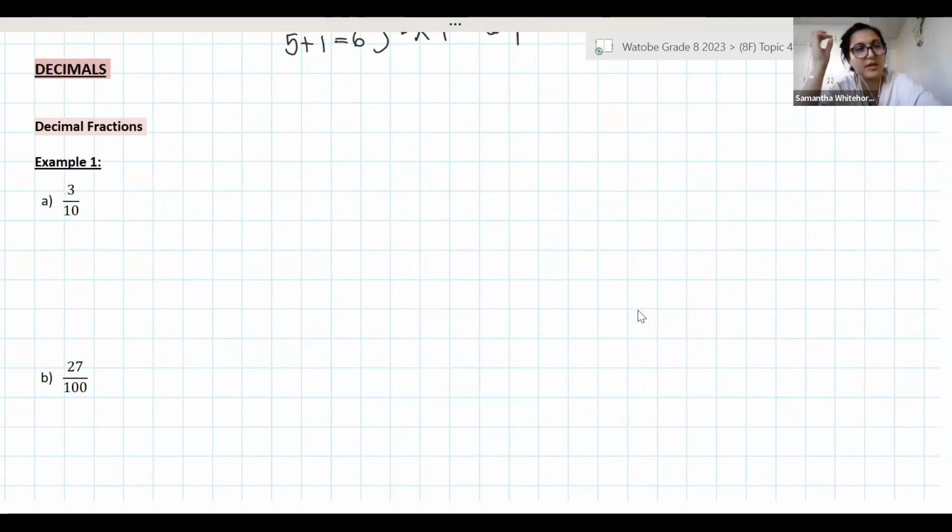Decimals is not something that really follows us into grade 9, grade 10, grade 11, grade 12. Most of the time, we always want to work with fractions. Fractions are just easier. They are more accurate. Sometimes our decimals are really gross and they've got all these long recurring numbers that just have no pattern to them. So we often don't work with decimals.